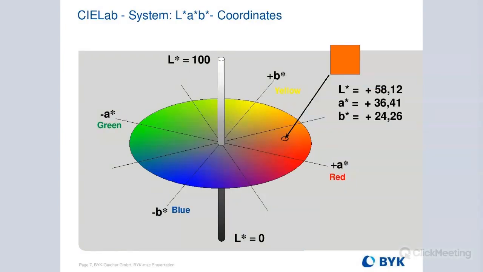So for example, the LAB coordinates for this color are these for absolute. And I know that we really don't talk about things in absolute values. We talk about them in deltas, but we'll get there in a second. So just give me a little bit.